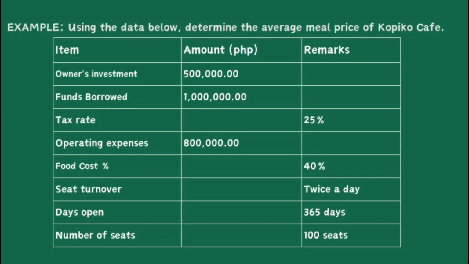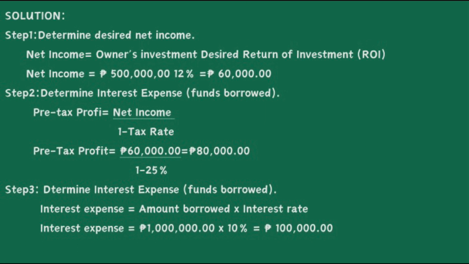Example, using the data below, determine the average meal price of Kopiko Cafe. Owner's investment equals 500,000. Funds borrowed 1 million. Tax rate 25%. Operating expense 800,000. Food cost percent 40%. Seat turnover twice a day. Days open 365 days. Number of seats 100 seats. Solution. Step 1, determine desired net income. Net income equals owner's investment times desired ROI equals 500,000 pesos times 12% equals 60,000.